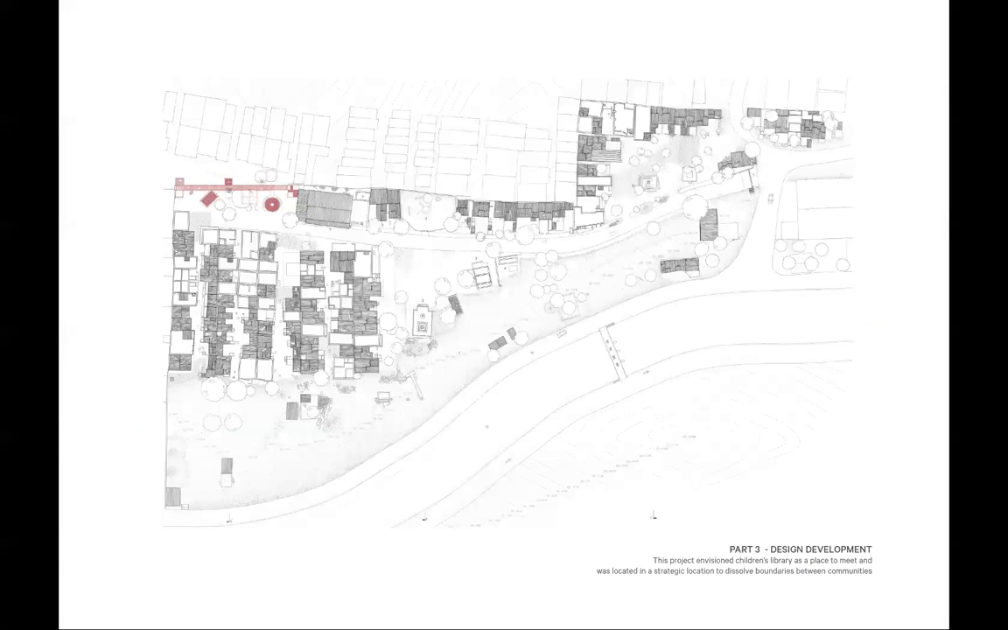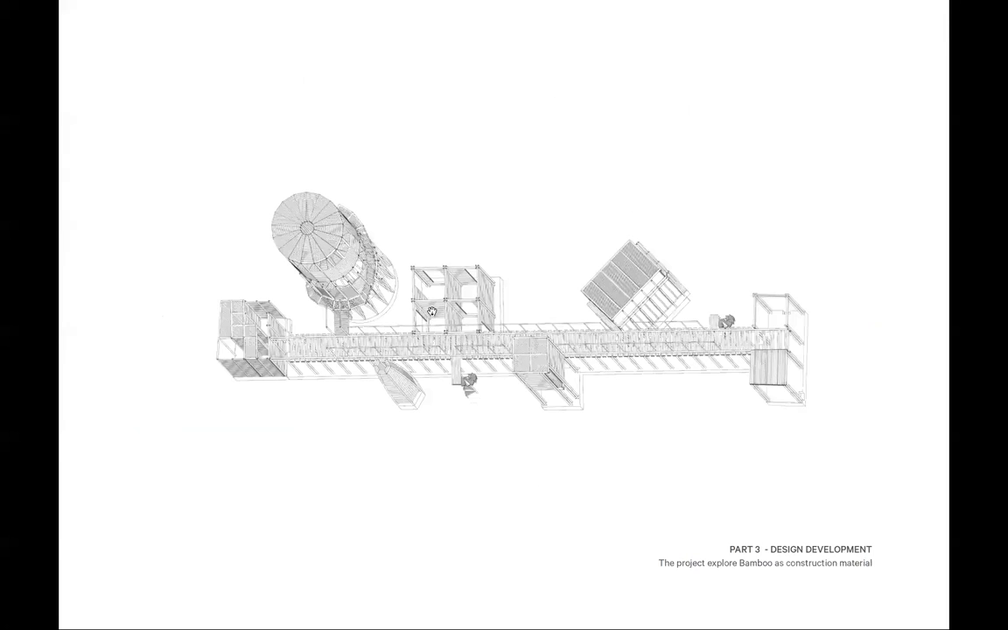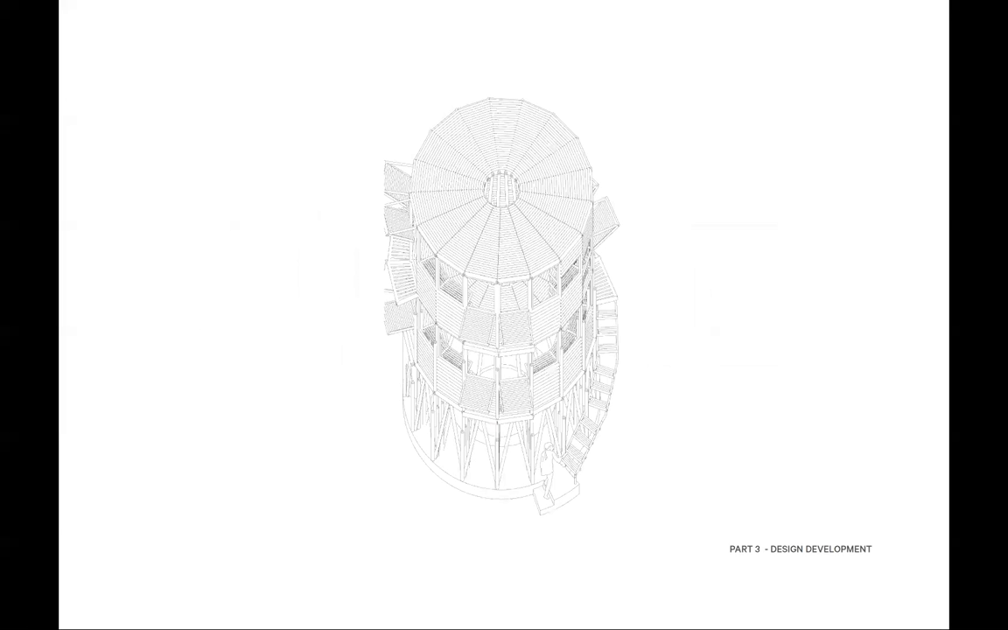The first work I'm going to show is of Nikhila. This project envisioned children's library as a place to meet. It was located in a very strategic location to dissolve the boundaries between two communities. So this was the intervention of Nikhila between the loving community and the neighboring community. It acted as a meeting point between the two communities. The project also explored bamboo as a construction material. So these are some of the drawings and some of the detailed drawings.